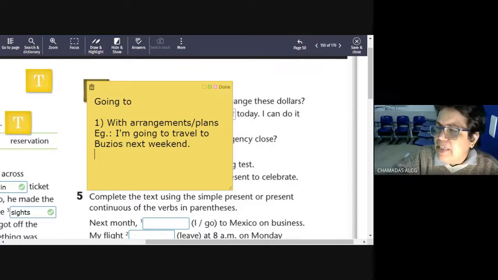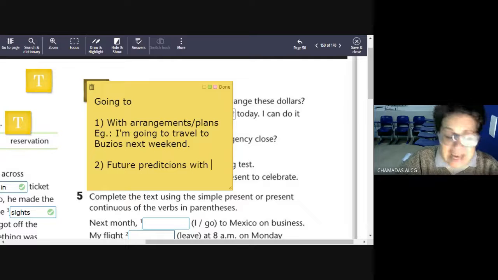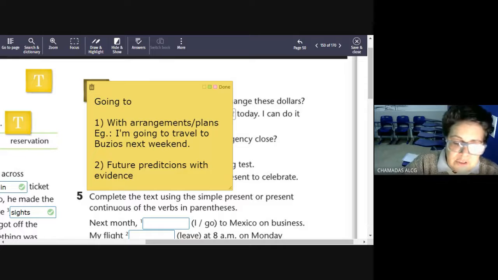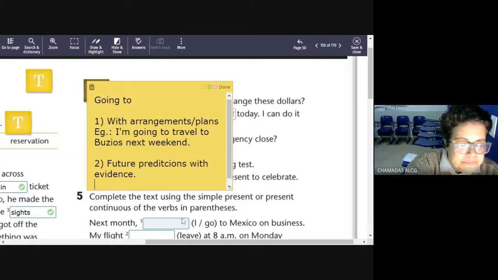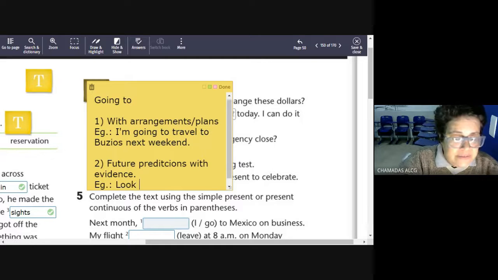Okay. Second situation we use with going to. When we have evidence that something is going to happen. Okay? So, future predictions. With evidence. So here we have example. Look at the sky.